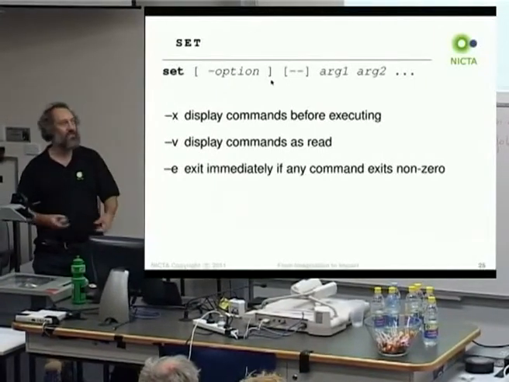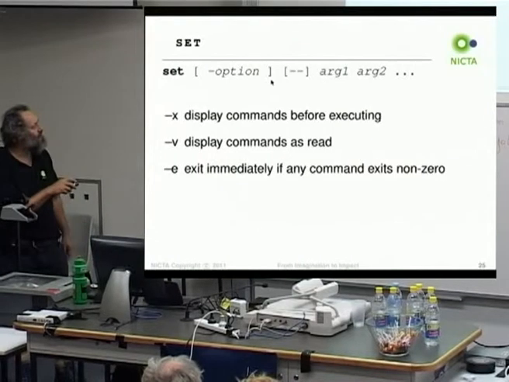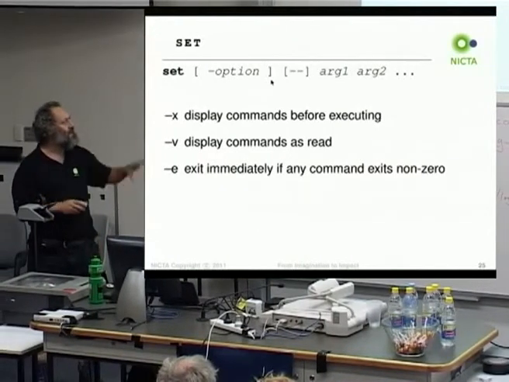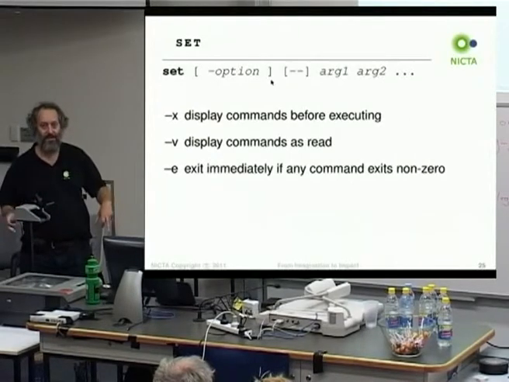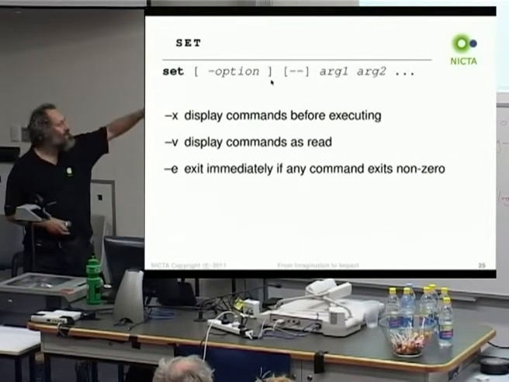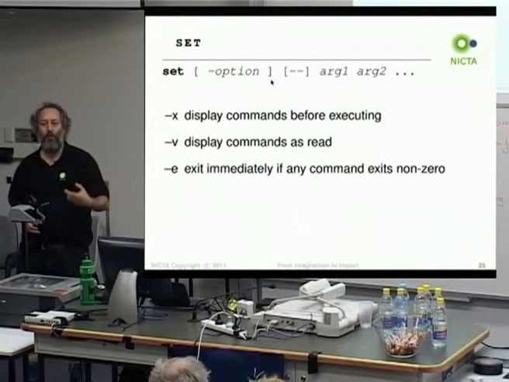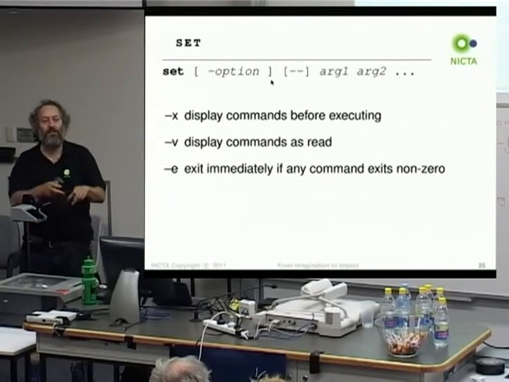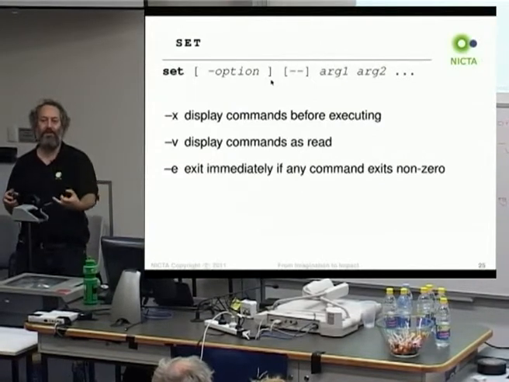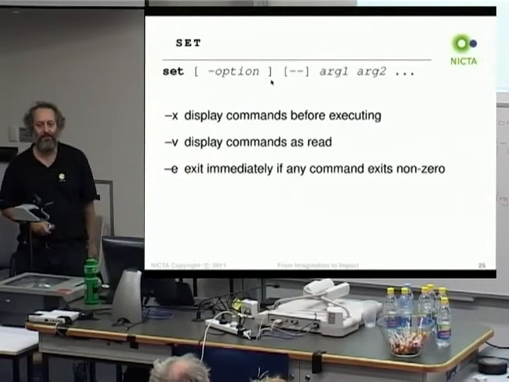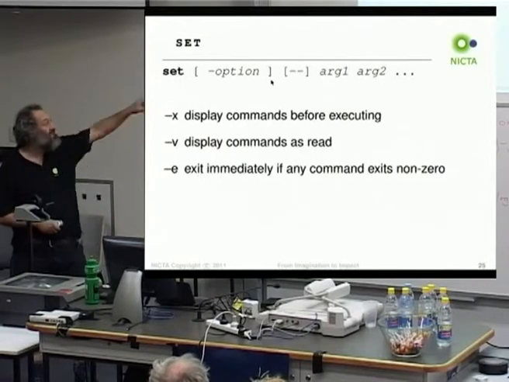So if you want, after you've started running the shell, to find out what's going on, you'd say set -x or set -v. Those are two rather useful ones. Set -v displays the commands as they're being read, before they've been tokenized and all the rest of it. Set -x displays each command before it's executed in its fully expanded form, so after it's been tokenized and after parameters and variables have been expanded. Those are really, really useful.